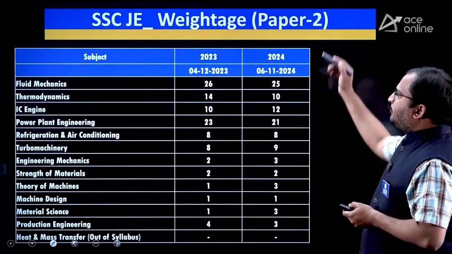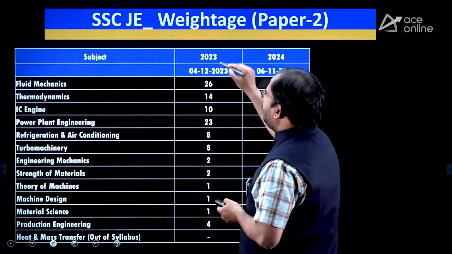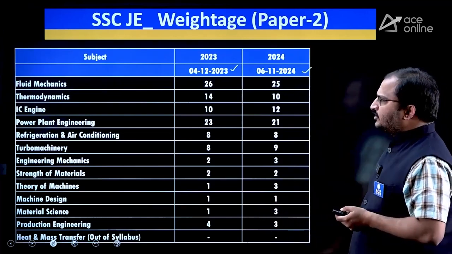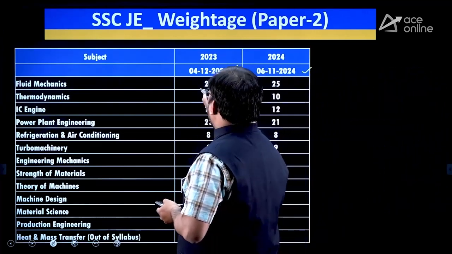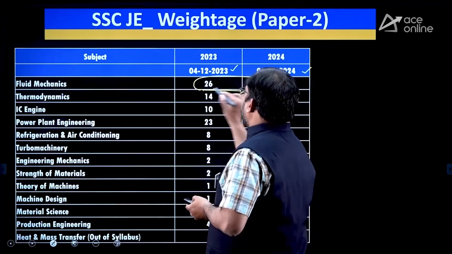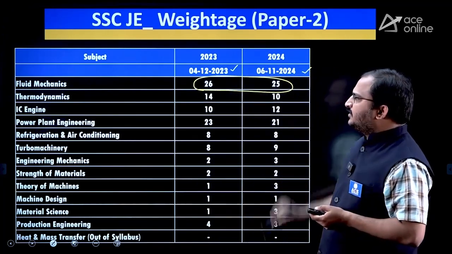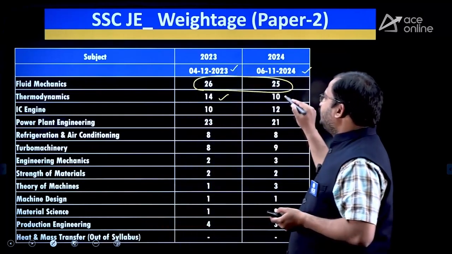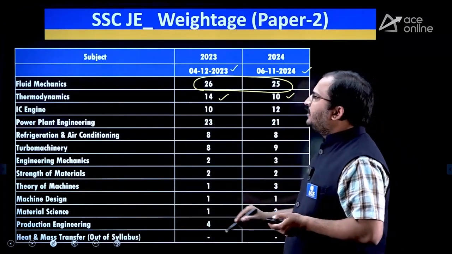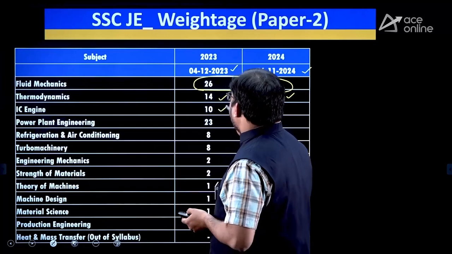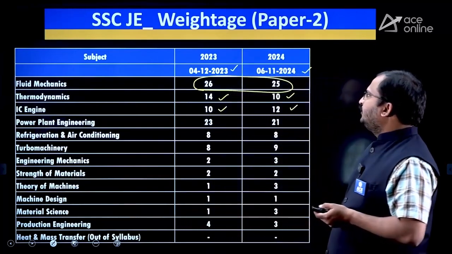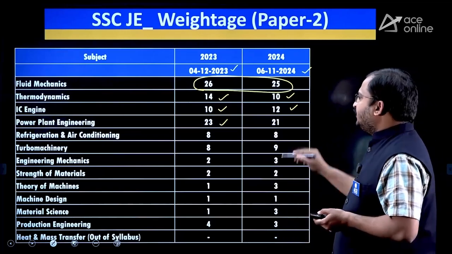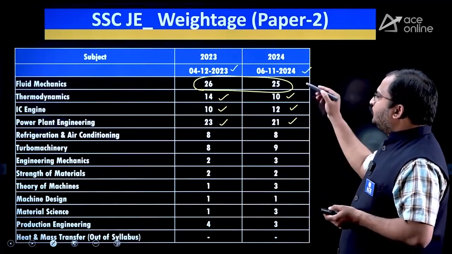Then coming to paper 2 weightage. So paper 2 in 2023 one session happened, and in 2024 also one session happened, and here fluid mechanics 25 questions were asked in 2024 and 26 questions were asked in 2023. Then thermodynamics 14 questions here, 10 questions in 2024. Then IC engines 10 questions in 2023, 12 questions in 2024. So power plant engineering 23 questions in 2023 and 21 questions in 2024.